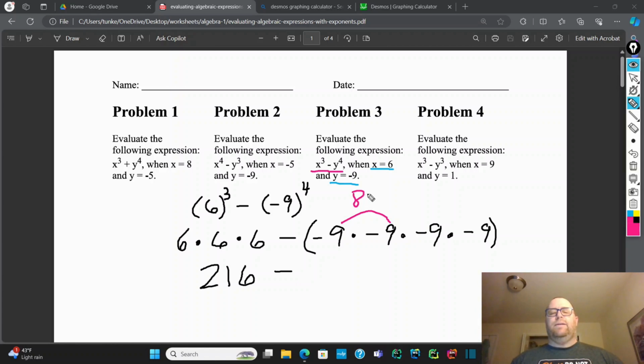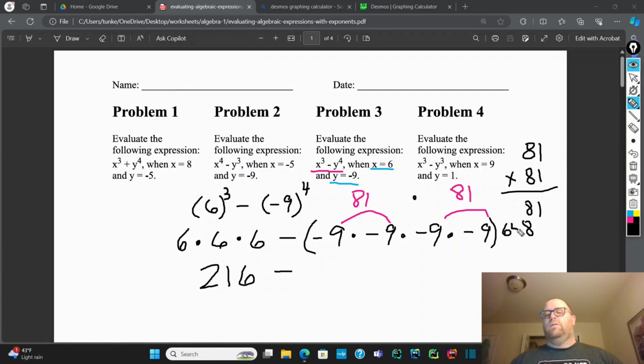It's going to be 81 times 81. Well, 1 times 81 is 81. And then we do 8 times 1 is 8. 8 times 8 is 64. So we have 1 plus nothing here. 8 plus 8 is 16. So the 6, bring up the 1. 1 plus 4 is 5. So 6,561.